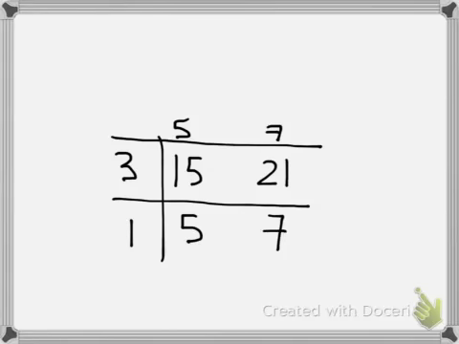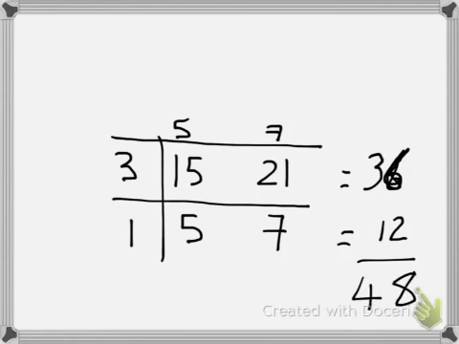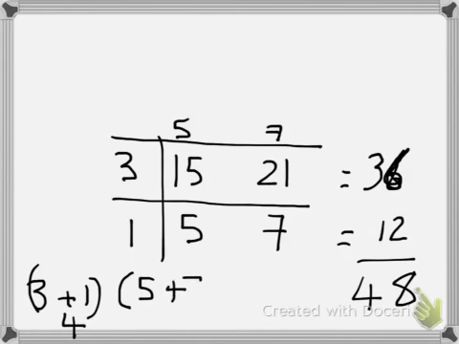And you can see the familiar face of 36. Okay, and 12 gives you 48. Or we can do 3 plus 1, which is 4, 5 plus 7, which is 12, and 4 times 12 equals 48.